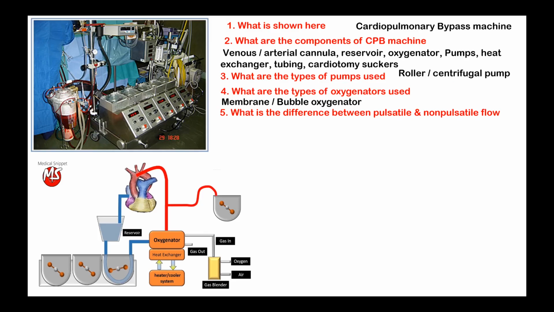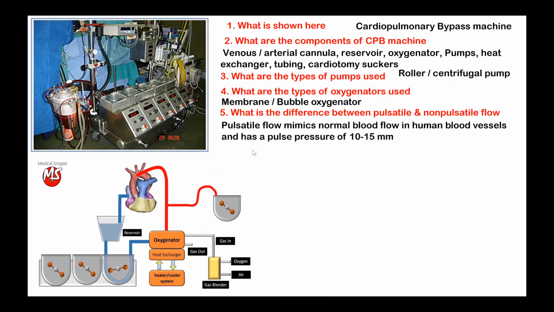Normally, what do we have, pulsatile flow or non-pulsatile flow in our body? We have pulsatile flow, sir, but in the bypass machine we will have non-pulsatile flow. So pulsatile flow mimics normal blood flow in human blood vessels and has a pulse pressure of 10 to 15 millimeters of mercury minimum. Whereas non-pulsatile flow is a continuous flow with lesser pulse pressure and a shear force.